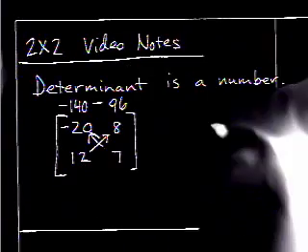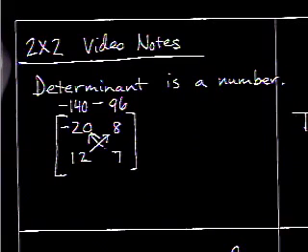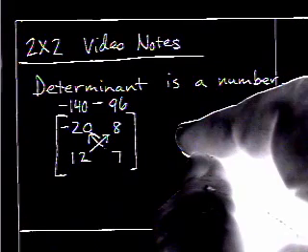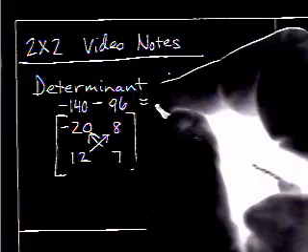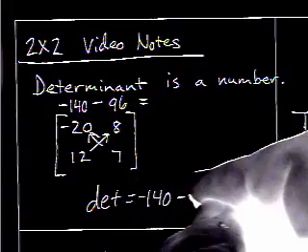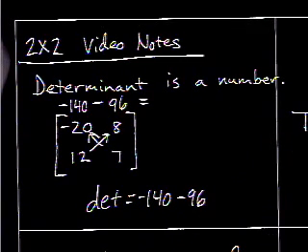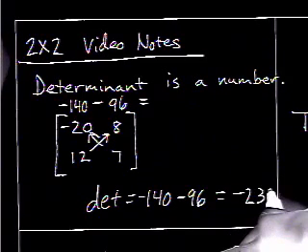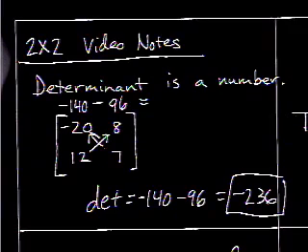And then we always subtract them. Alright? So the determinant is negative 140 minus 96. So it's like negative 240 plus 4. Negative 236. Yeah, I was right. That's pretty easy to solve. We use that in finding the inverse.